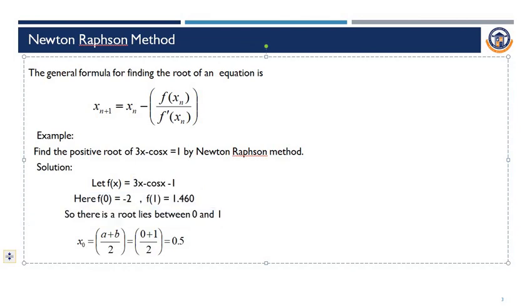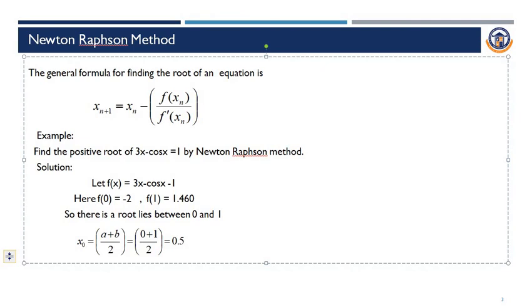Now let us elaborate this method by using an example. Let us see the equation 3x minus cos x equal to 1. I am going to find the solution of this transcendental equation by using Newton-Raphson method. I am saying it is a transcendental equation because it has the cos function. The first thing I have to do is take the given equation as f of x equal to 3x minus cos x minus 1.